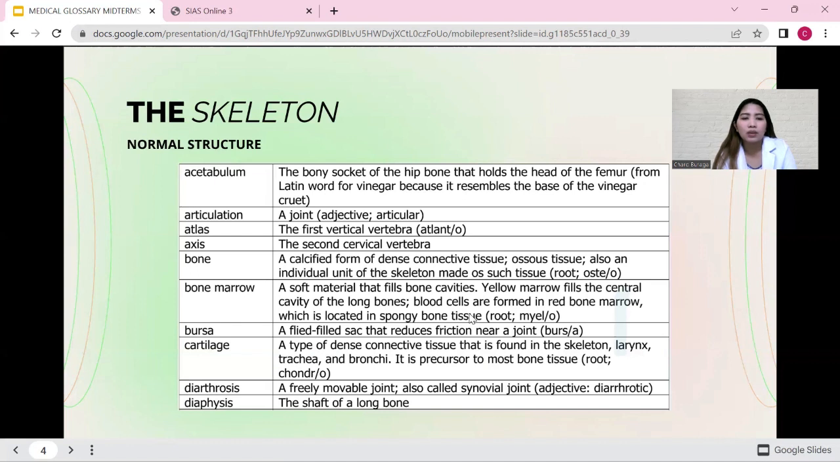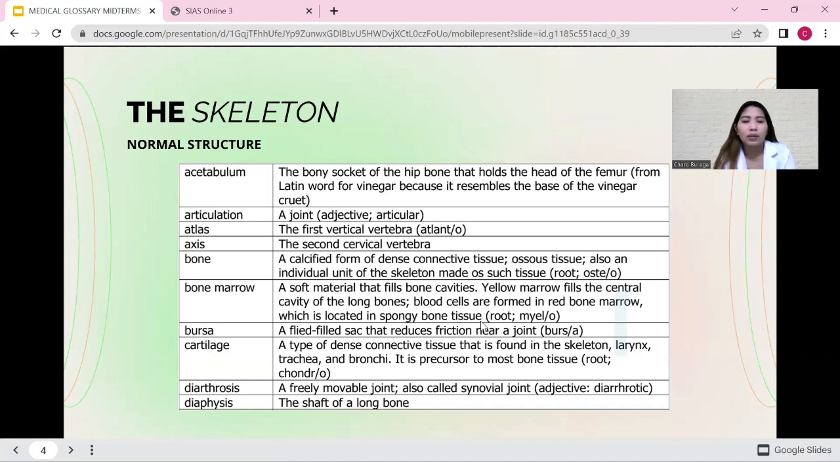Cartilage, ito yung nakikita nyo sa mga manok na malambot na buto. Okay? A type of dense connective tissue siya that is found in the skeleton: the larynx, the trachea, and the bronchi. It is precursor to most bone tissue. Ang root niya is chondro. So, pag sinabing chondro, it is the cartilage.